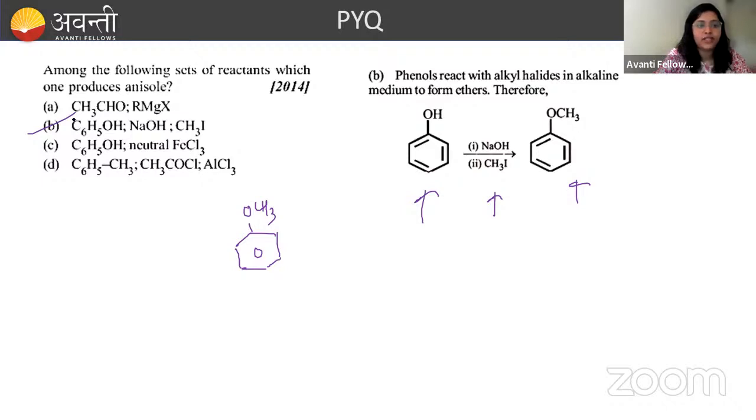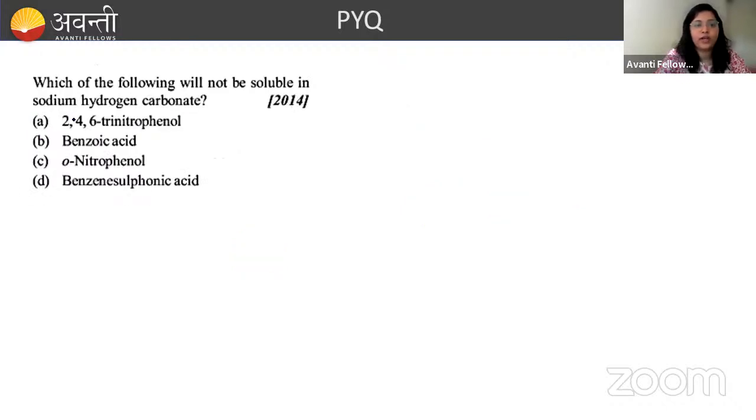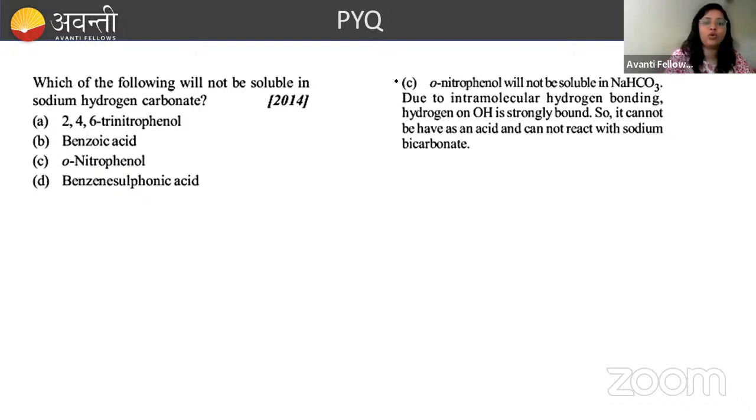Okay? We have seen this reaction. Right? Next, which of the following will not be soluble in sodium hydrogen carbonate? So triphenol will not, benzoic acid will not, orthonitrophenol and benzene sulfonic acid. So orthonitrophenol will not be soluble in sodium hydrogen carbonate. Why? Because the intramolecular hydrogen bonding of hydrogen on OH is strongly bound, and so it cannot behave as an acid and cannot react with sodium bicarbonate. Okay, it is not going to react with the sodium bicarbonate. That's why C is the correct answer. Orthonitrophenol. So sometimes instead of giving you names, they will give you the structure. Okay, so this is orthonitrophenol.